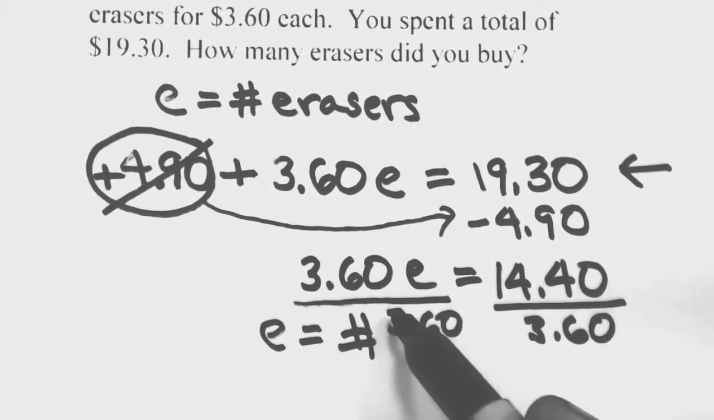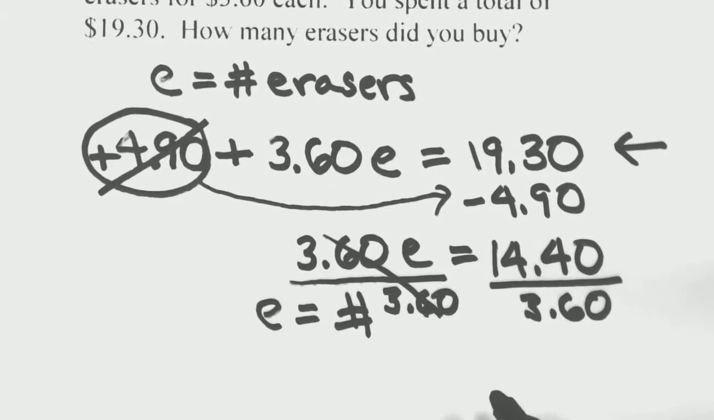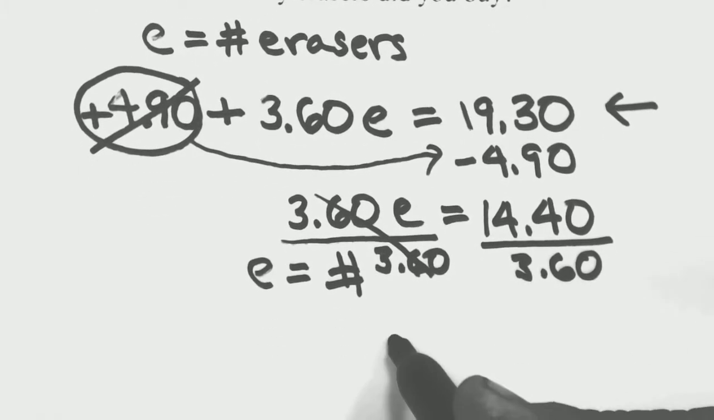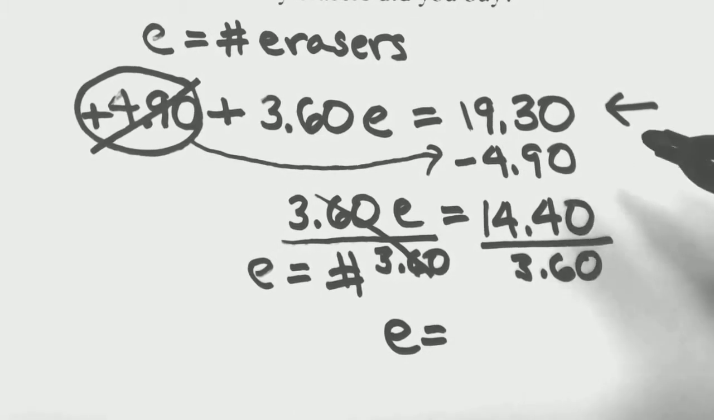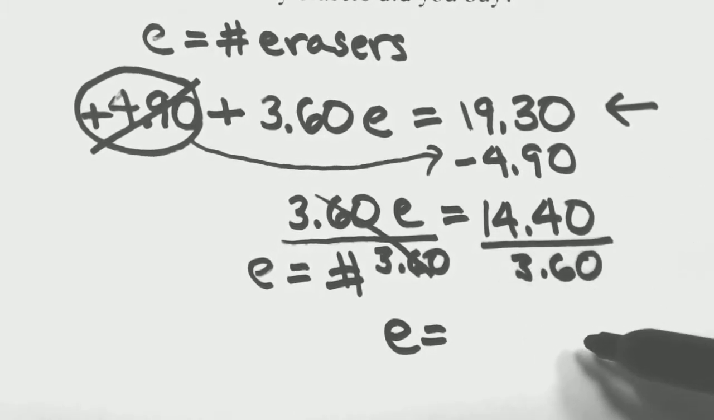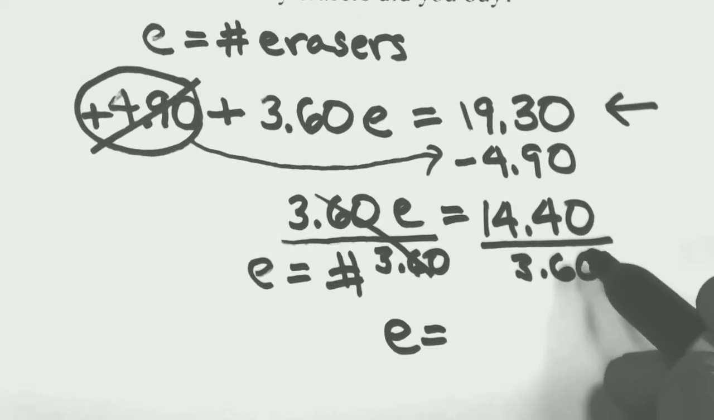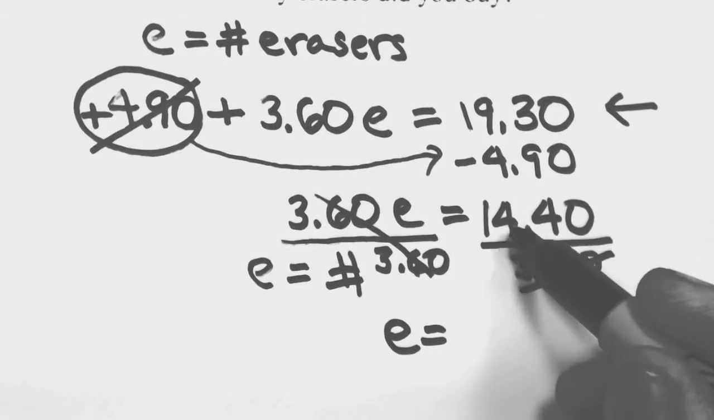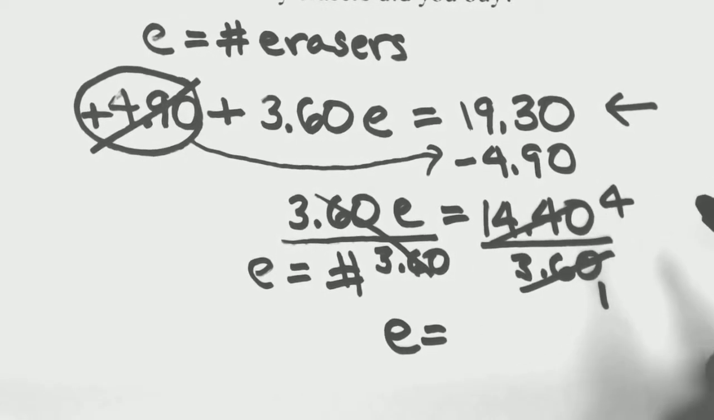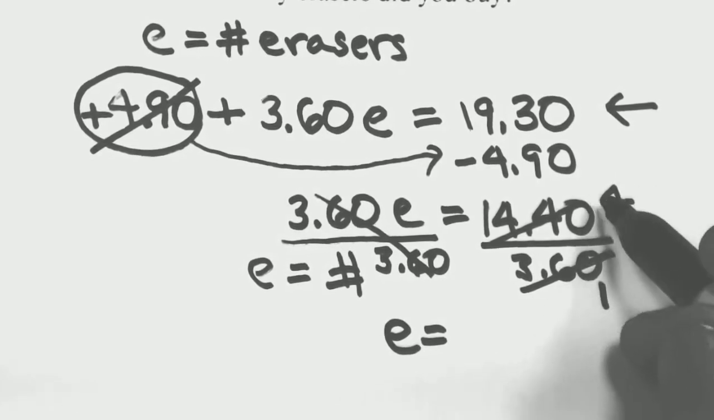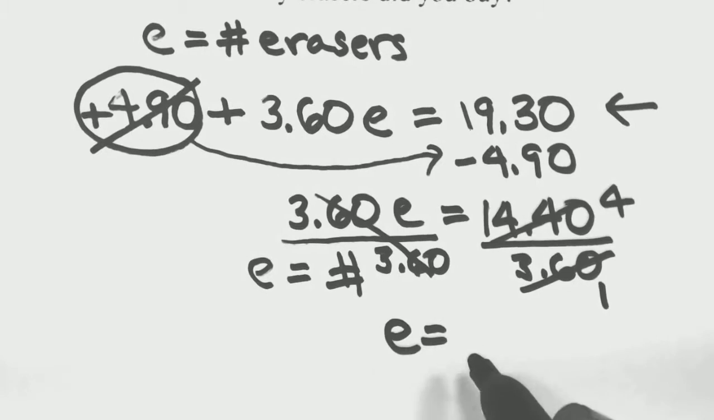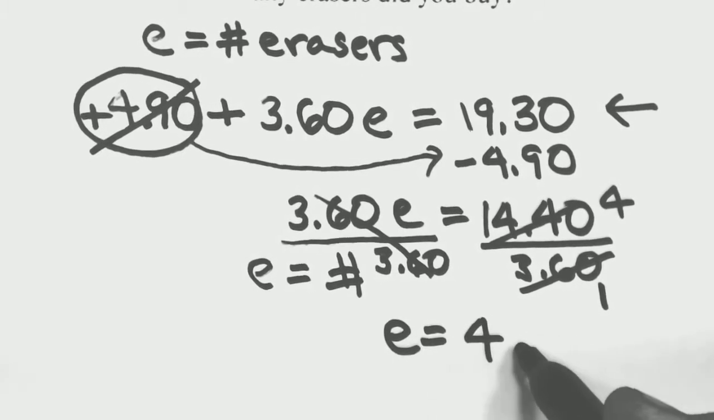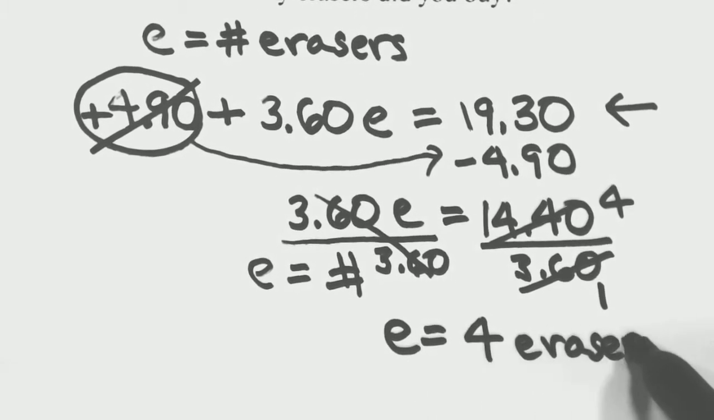Why did we divide by the 3.60? Well, I wanted to get what a single E was. So these guys reduce out. I end up down here now with E equals, and I think this goes in exactly 4 times. Let's see, 3.60 goes once, and it does indeed go 4 times in the 14.40. You could, of course, get your calculator to double check this, but we end up with 4 over 1, which indicates that we've got a total of 4 of these erasers.